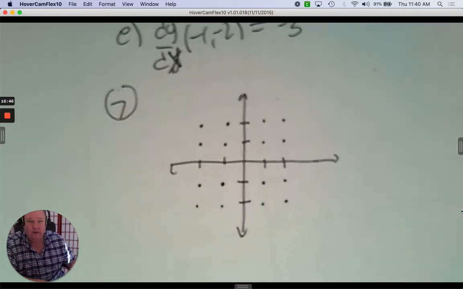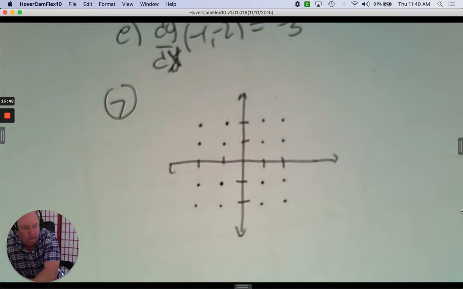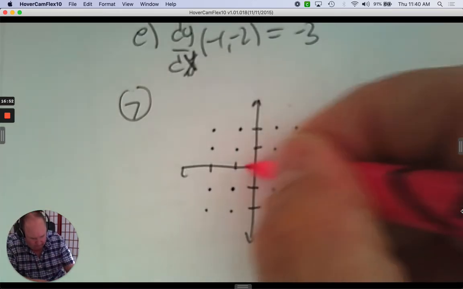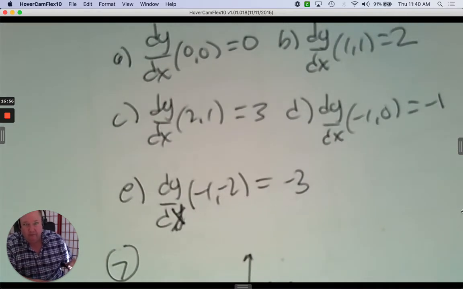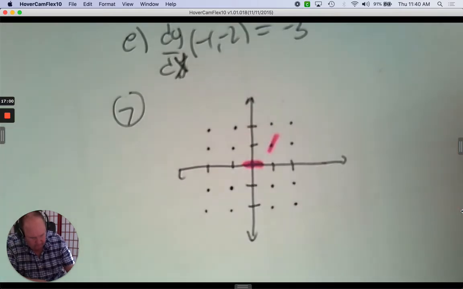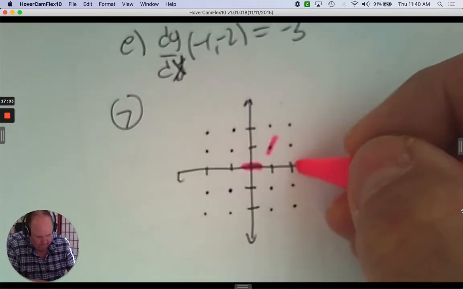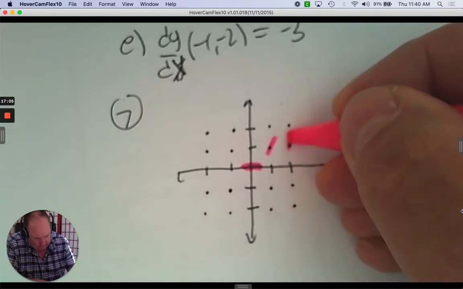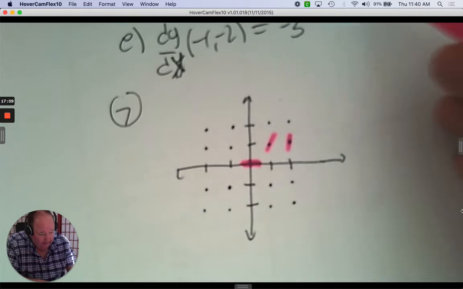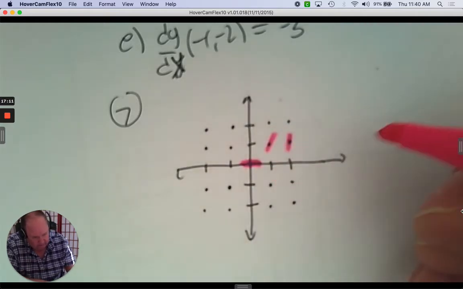All right, so there it is. That's a 2 by 2. So we already got some. So at 0, 0, the slope is 0. So I'm just going to take these right here. So at 1, 1, the slope is 2. At 2, 1, the slope is 3, which is steeper. At negative 1, 0, it was negative 1.